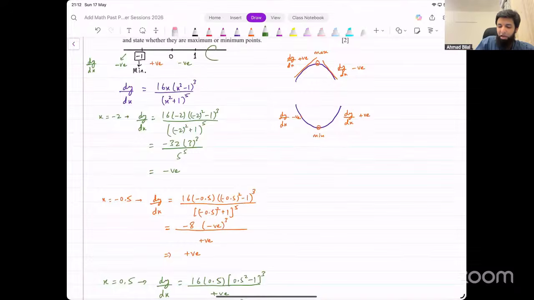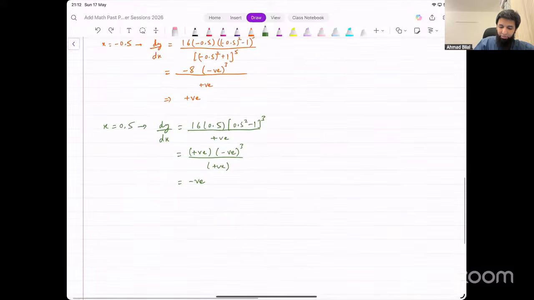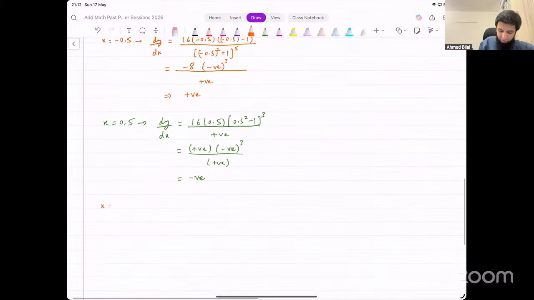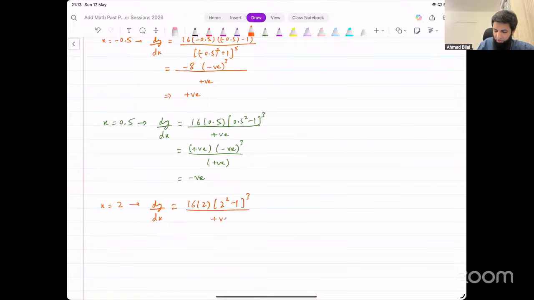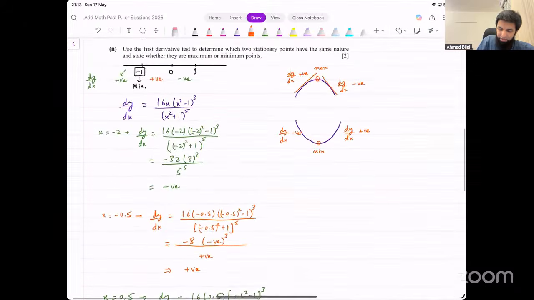And then what happens after 1? You can try maybe 2 now, on the right side. At x equals 2, dy over dx is equal to 16 into 2 squared minus 1, whole raised to power 3. Denominator we know is positive. Numerator is also positive, right? All positive numbers. So this turns out to be a positive number, and we say this is positive here.